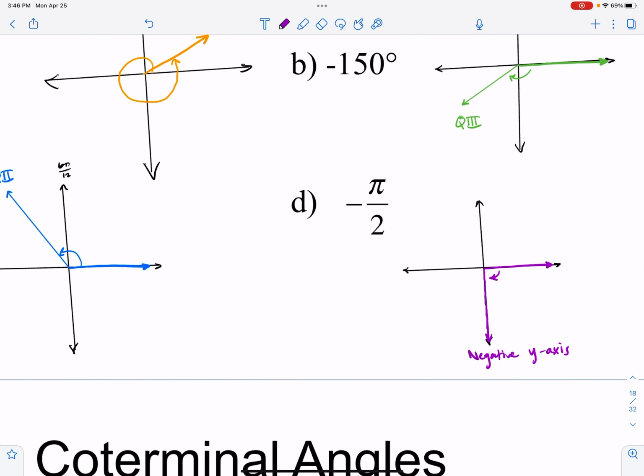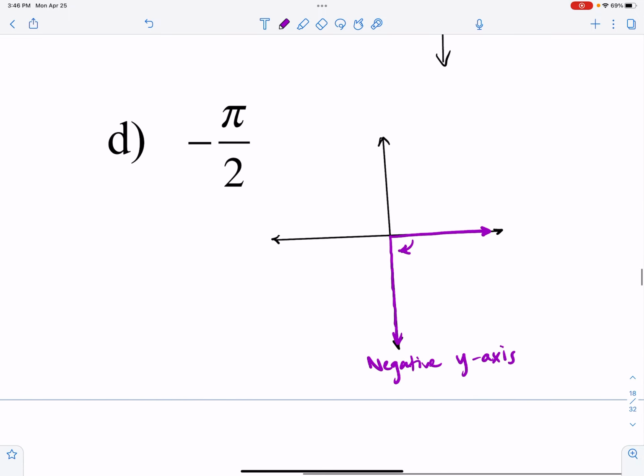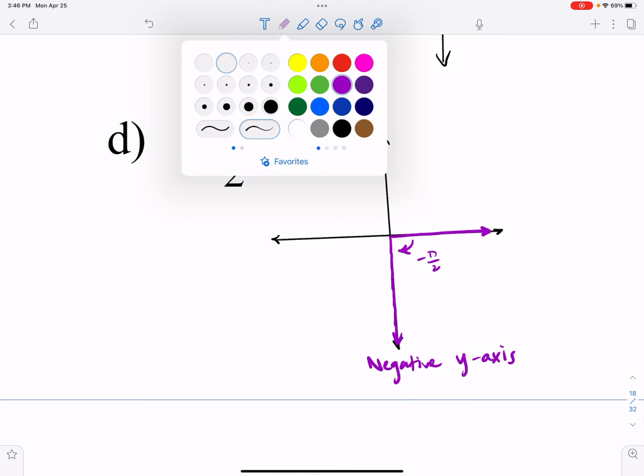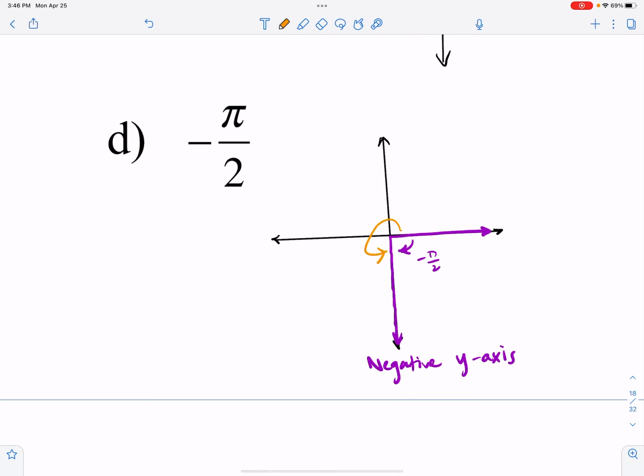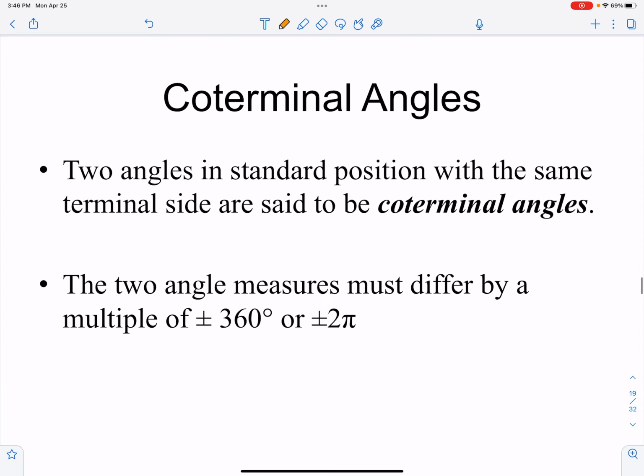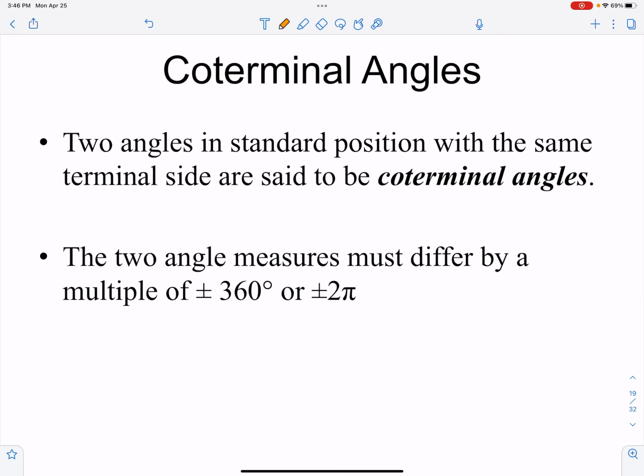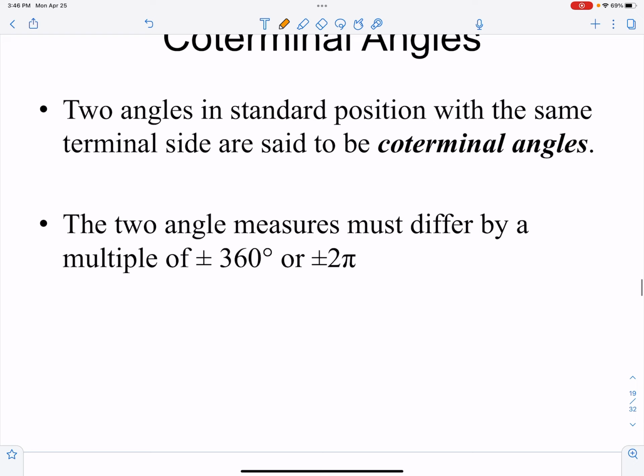So like negative pi over 2, this angle is actually coterminal with 3 pi over 2. They terminate in the same position. And if we were to add 2 pi, so adding 4 pi over 2 to negative pi over 2, we would get 3 pi over 2. And again, every angle has infinitely many coterminal angles. Infinitely many angles that terminate in that same position.